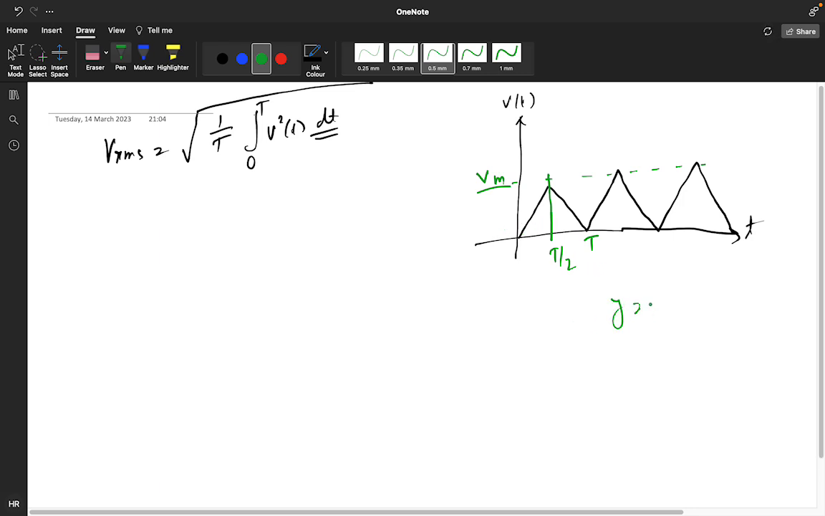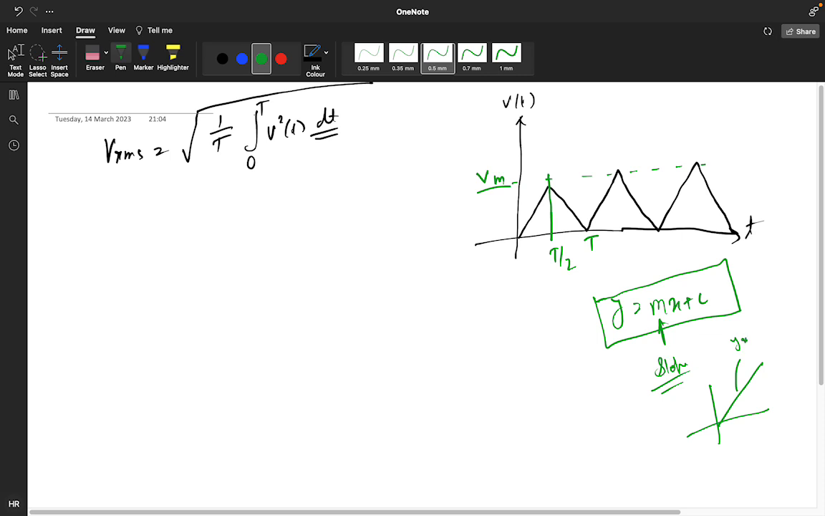Guys, you know y is equal to mx plus c equation. This m means slope. If you have a graph like this, this equation represents y equals mx plus c, and this is the slope m. So if you want to find the RMS value of this, you first need to find the equations of this. From 0 to T by 2, this is your T.